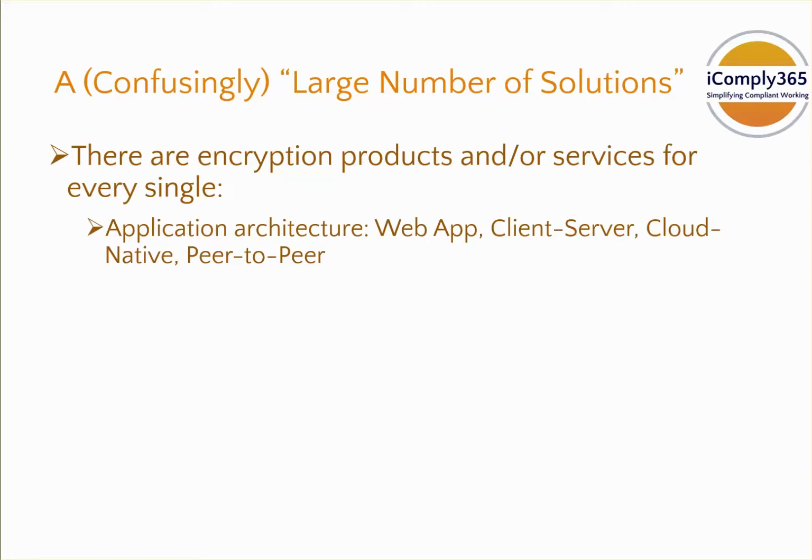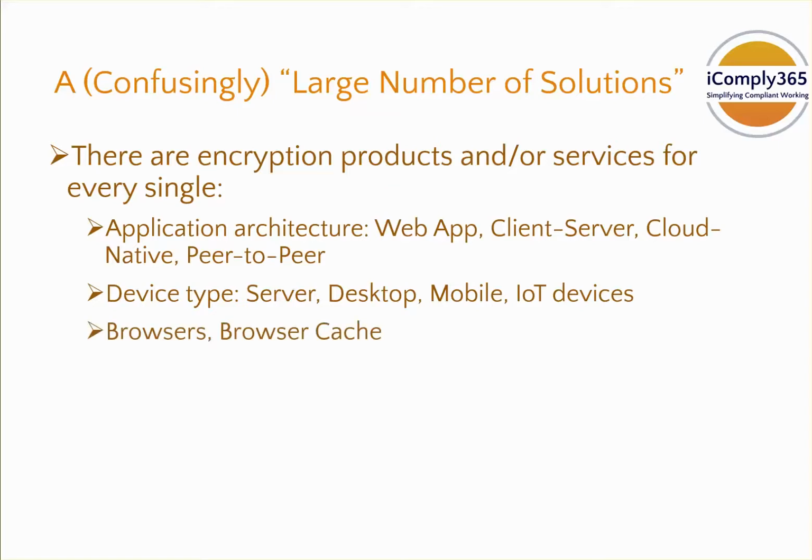There's an abundance of that kind of personal information in peer-to-peer networks, and by all indications, that is going to grow quite a bit. There are encryption solutions for every device type: servers, desktop, mobile devices, IoT devices. There are encryption solutions for browsers, and nowadays the browser cache, because of the growth of progressive web apps. There are encryption solutions for every platform: Windows, Linux, OS X, iOS for Apple, for Android. There are encryption solutions for COBOL and Fortran.